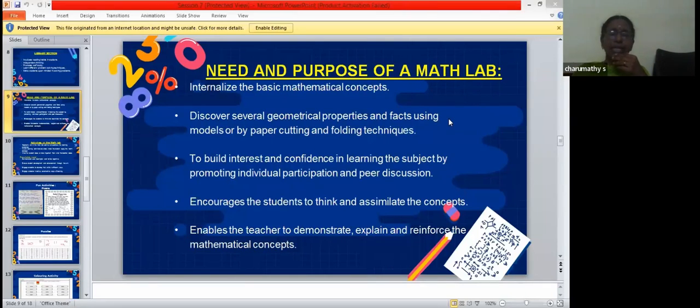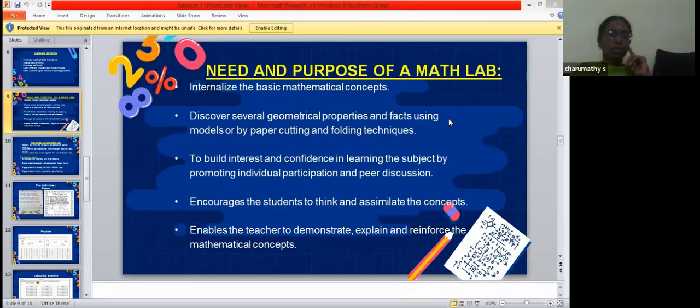Next one is to build interest and confidence in learning the subject by promoting individual participation and peer discussion. So it is not only working in groups, it is also individual participation. Each one works in their own way and arrives at the solution. At the same time, it is the place where they also work in small groups and come to the conclusion or present their project or their activity.